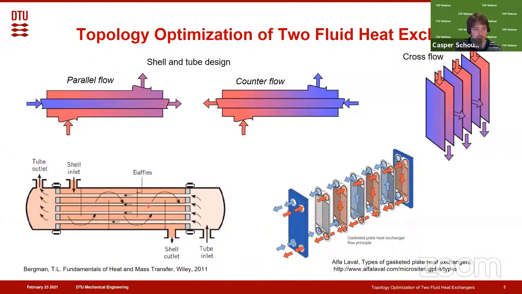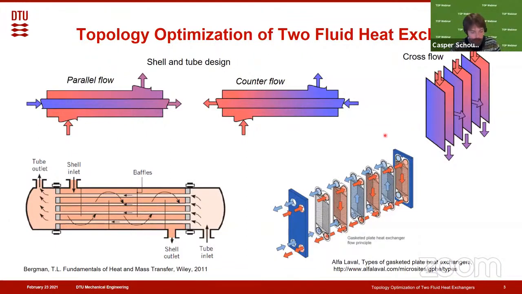But it is, of course, very important that you have a well-separated design such that the fluids are not mixed. This could also be the case in a cross-flow heat exchanger, as we see on the right here, where you would typically have a set of plates that are concatenated and alternatingly pushing the cold and hot fluid up and down, but still separating the fluids at all times.